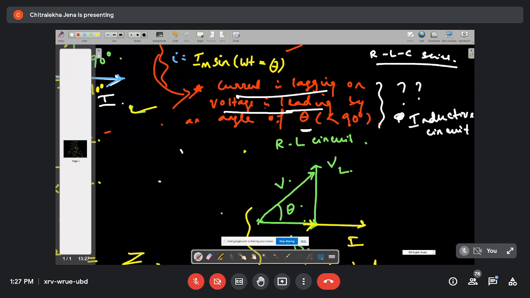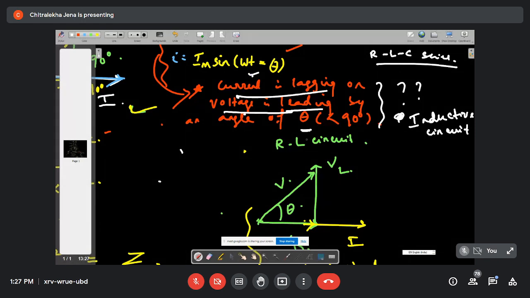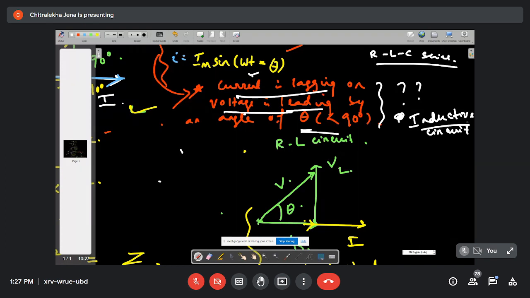If the current would be lagging the voltage, then it would have been pure inductive. It's not a pure inductive nor capacitive, but it is only inductive. Why? Because the current is lagging the voltage, or the voltage is leading the current, and the angle is less than 90 degrees. That means it is not pure inductive, it is only an inductive circuit. Am I clear to all of you?